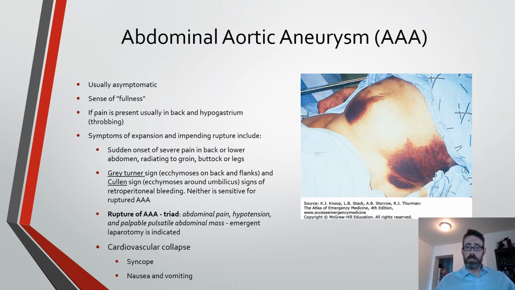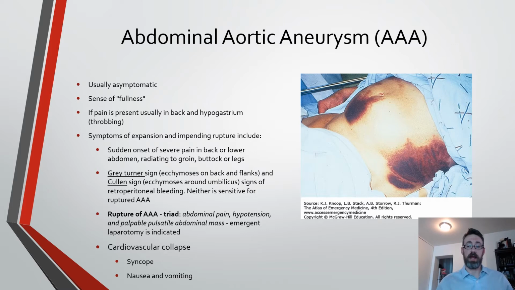So I just specifically want to talk about a few of the features of abdominal aortic aneurysm, simply because it is the most common. It's usually asymptomatic, but if there are some signs or symptoms of it, they might have a sense of what we call fullness. If they have any kind of pain from it, it's usually located in the back or in the hypogastrium region, and it's usually described as a throbbing type pain. And then some symptoms of expansion and impending rupture. So these are things to be aware of.